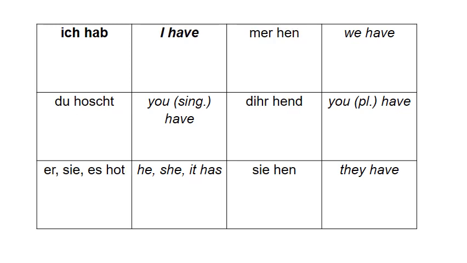Ich hab means I have. We've seen ich already, it means I. And hab is the part that means have. The hab almost sounds like the English word hop, as in hop up and down. Ich hab, I have.